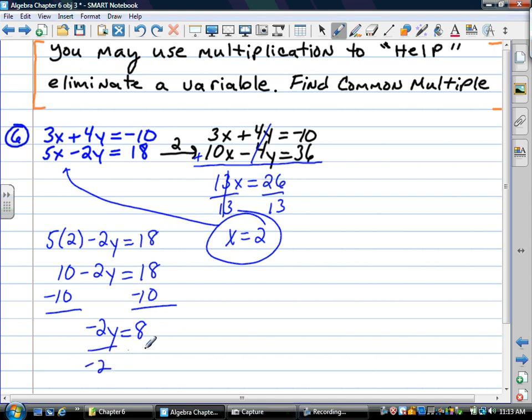Divide by negative 2. Divide by negative 2. We wind up with y, oops, be careful there. Y is going to be equal to negative 4. My ordered pair solution should be 2 comma negative 4. Let's check it. Has to make both equations true. 3 times 2 is 6, plus 4 times negative 4 is negative 16. 6 plus negative 16 is negative 10. 5 times 2 is 10. Negative 2 times negative 4 is positive 8. 10 plus 8 is 18. Right? We always want to check our solutions. Make sure that your solutions make both equations true.